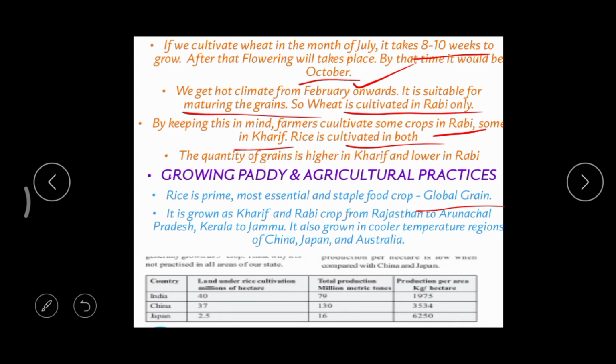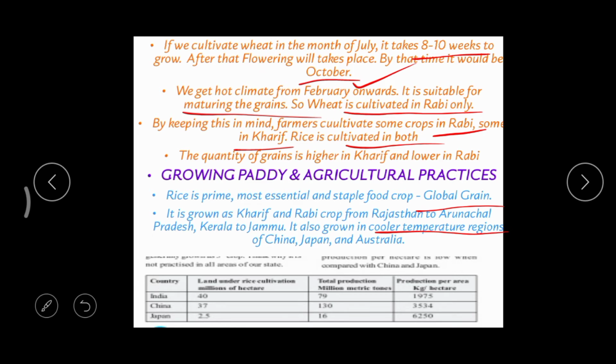Even throughout the country, from Rajasthan to Arunachal Pradesh, and from Kerala to Jammu, rice is grown, and it is even grown in cooler temperature regions like China, Japan, and Australia. Right? So here you can observe this table.